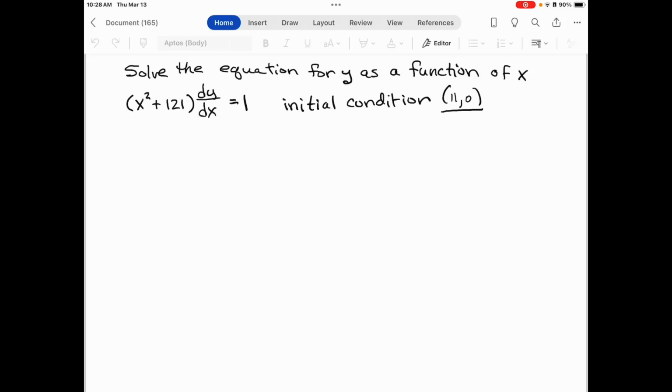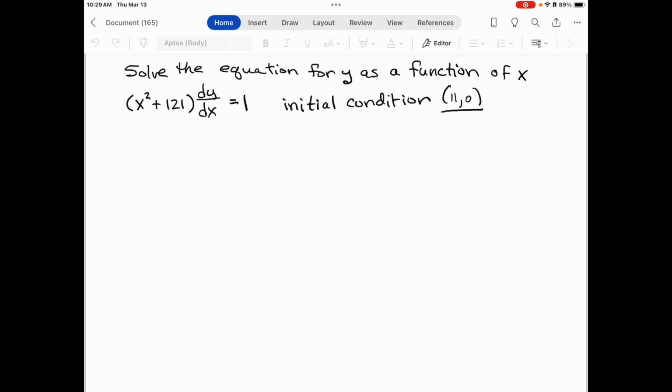In this example, we are going to solve the equation for y as a function of x. We're given the equation (x squared plus 121) times dy/dx is equal to 1. And we're also given the initial condition of (11, 0). So when x is 11, y is 0. And this is going to help us find our constant.